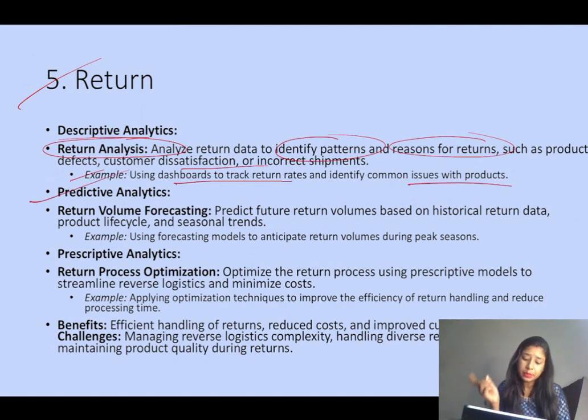Then you can use predictive analytics for return volume forecasting, which season, basically seasonal trend, you can see, and at which stage of the product life cycle it is getting returned, and all these things. So you can use the forecasting model to identify and anticipate the return volume during the peak season, okay, whether it is happening in peak season or lean season, in which one it is happening, okay.